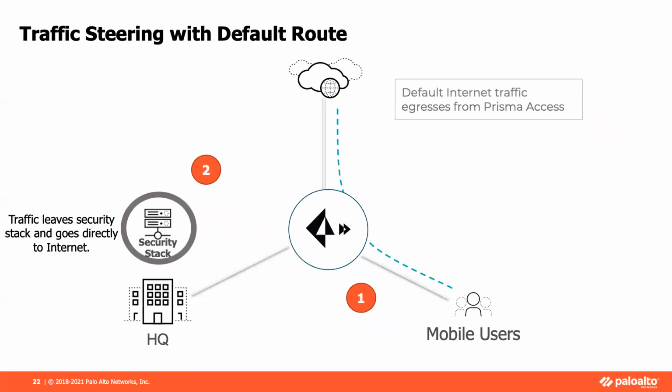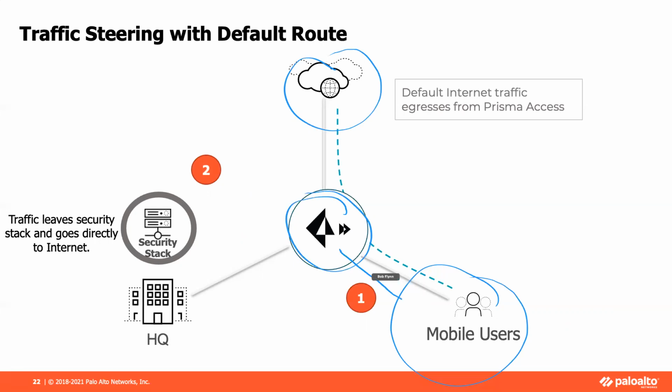So we can illustrate this pretty easily. Again, let's say we have our mobile users. A user sits at home and needs to go out to the internet. The default behavior of Prisma Access would say, all right, mobile user, you need to go out to the internet. The way you get there is through Prisma Access, through a mobile user SPN, where we can do all of our traffic inspection and keep you safe. And then we'll send you out to the internet.